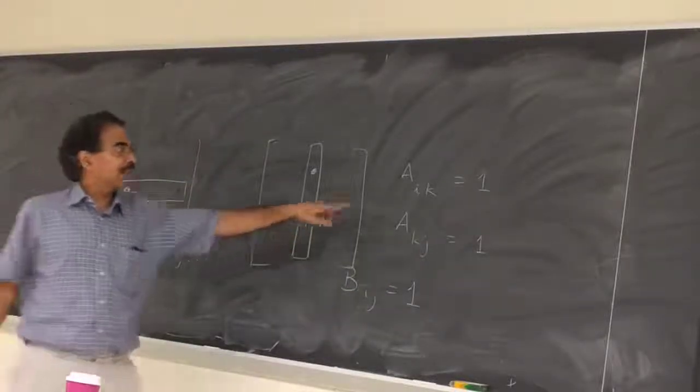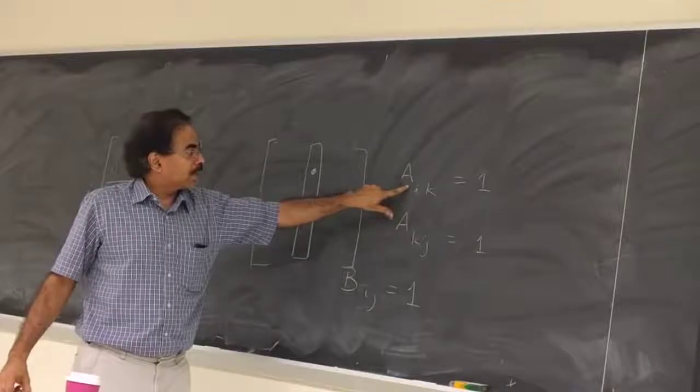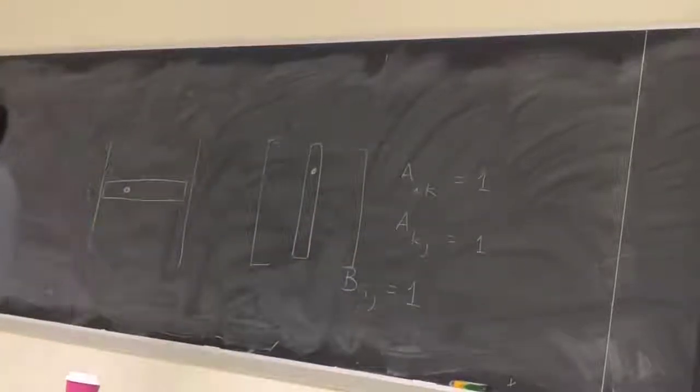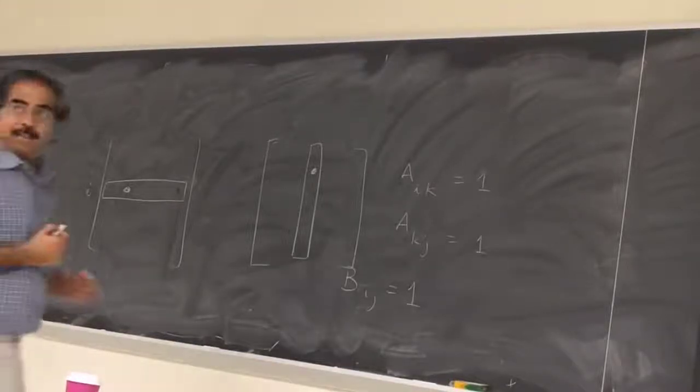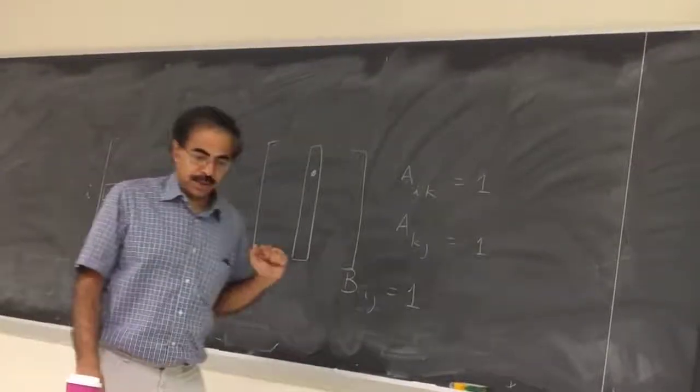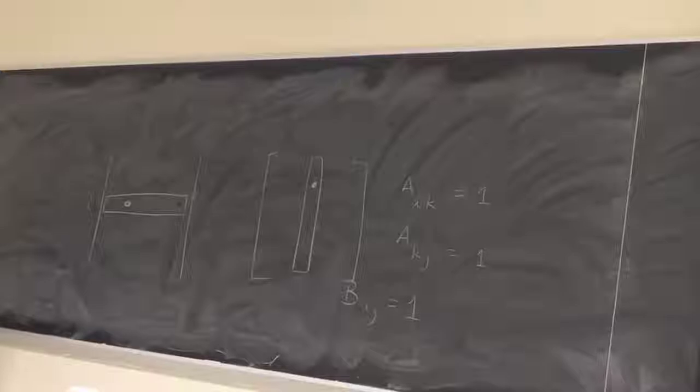And what this means is that there is an edge that goes from i to k, and then there is an edge that goes from k to j. Or in other words, you have a path of length 2 in the graph from i to j. Okay? So that's the interpretation when you take a product.